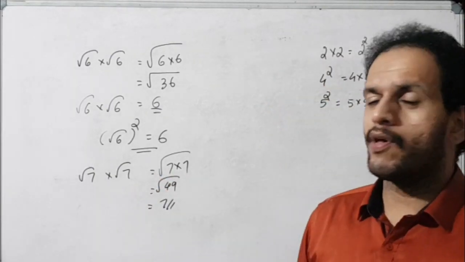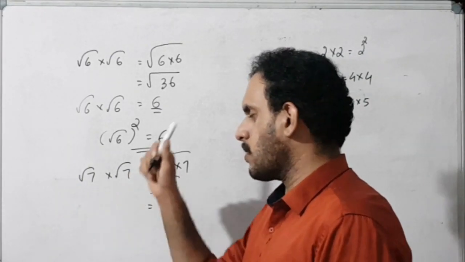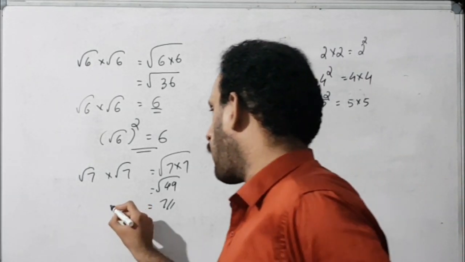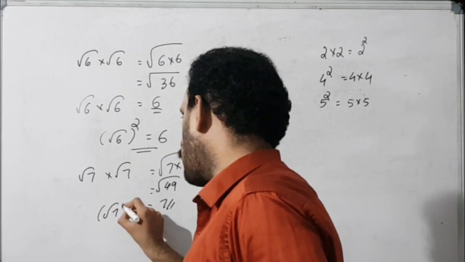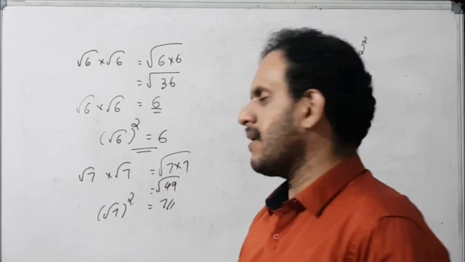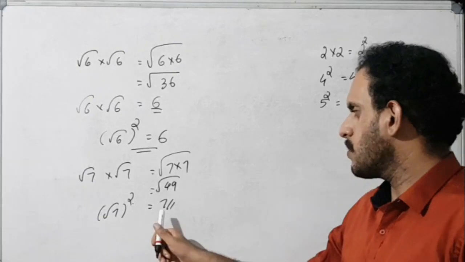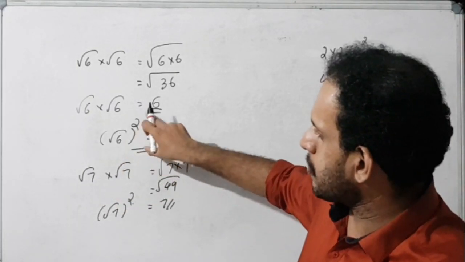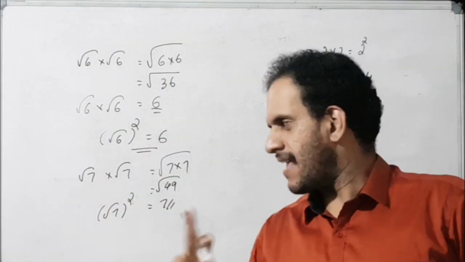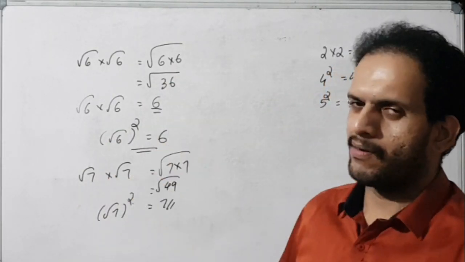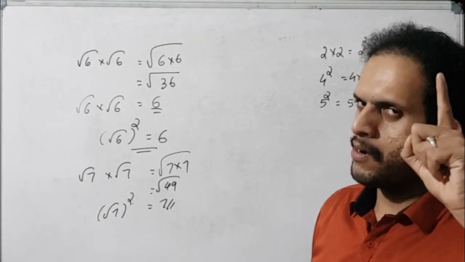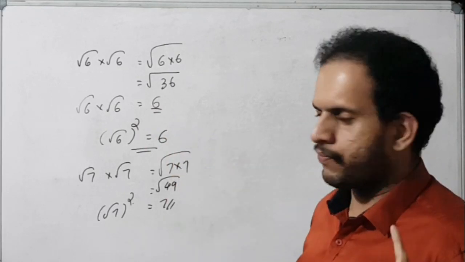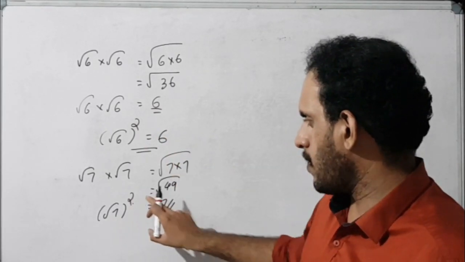Correct? Then how do we represent root 7 into root 7? Root 7 into root 7 is root 7 square. Root 7 square is equal to 7. Ready, got it? Root 6 square is equal to 6. Root 7 square is equal to 7. Okay? Root 6 whole square is equal to 6. Root 7 square is equal to 7.